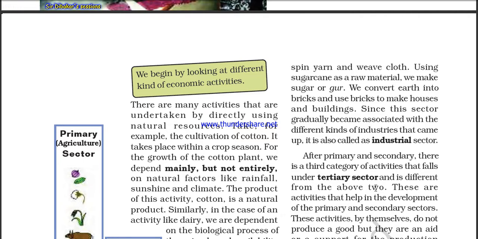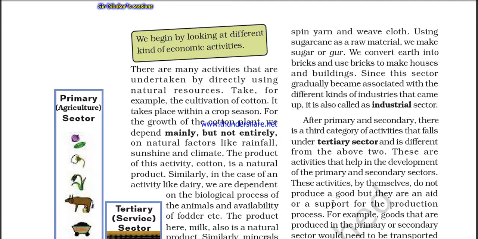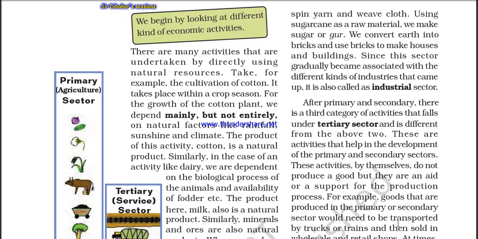What happens in this sector? These are activities that help in the development of the primary and secondary sectors. These activities by themselves do not produce a good, but they are an aid or a support for the production process. Clear? Aid means help, assistance. For example, goods that are produced in the primary or secondary sector would need to be transported by trucks or trains.